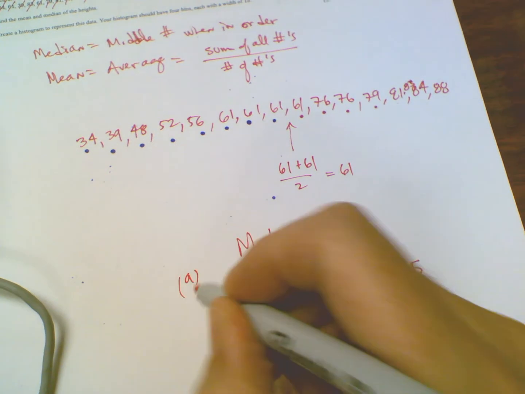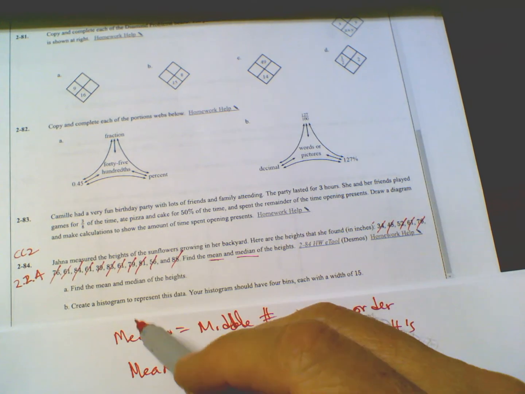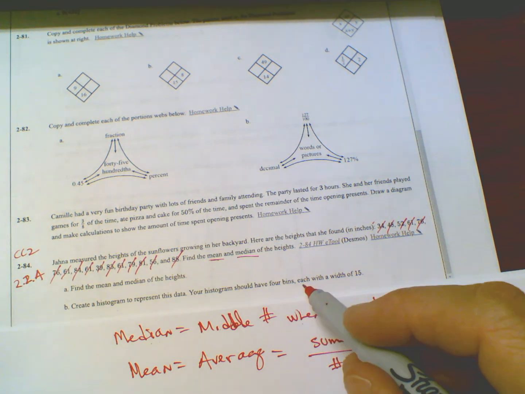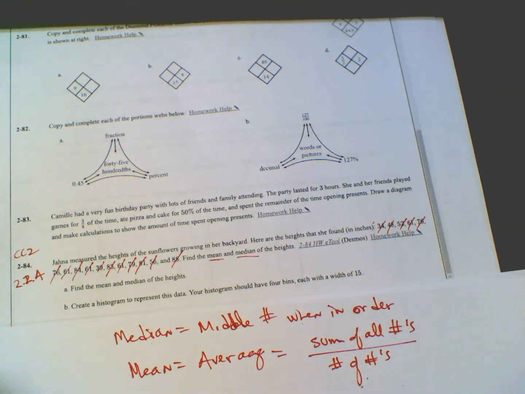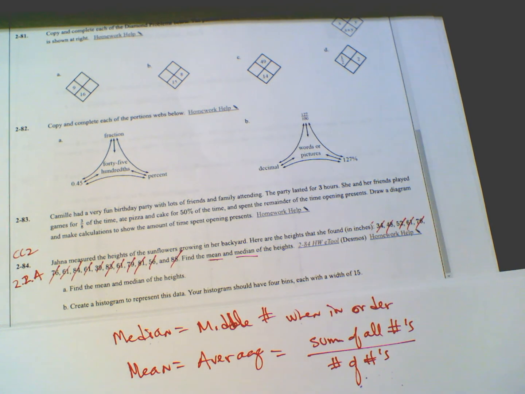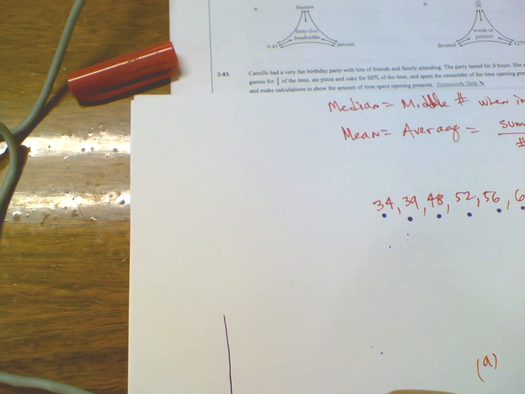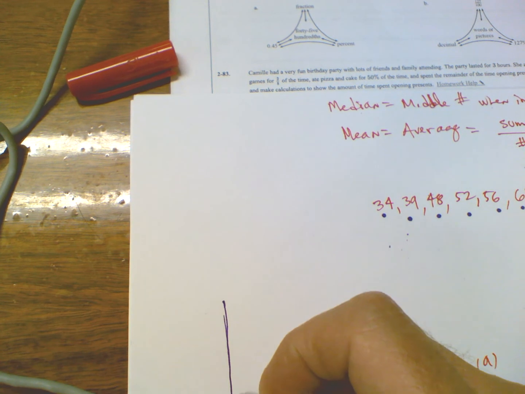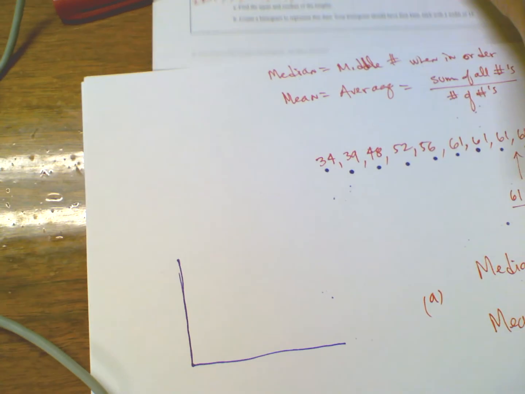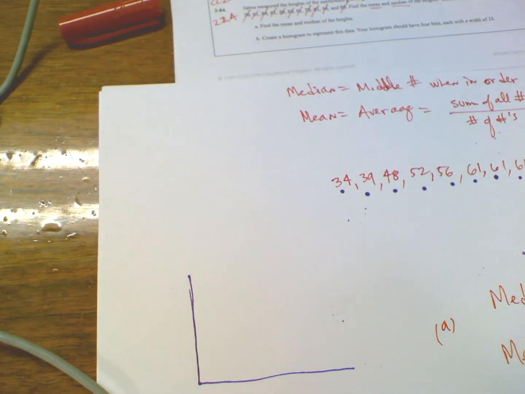Whew. All right, let's get to B. So B wants us to create a histogram to represent this data. Your histogram should have 4 bins, each with a width of 15. So if you remember what a histogram is, a histogram is a graph, right? So if I have a graph kind of showing the numbers, however many I have within this. So my bin, it said, needs to be 4 bins with a width of 15.